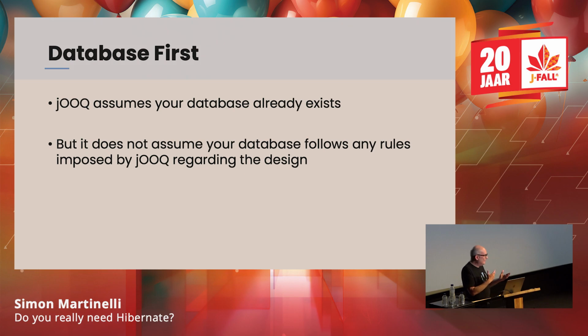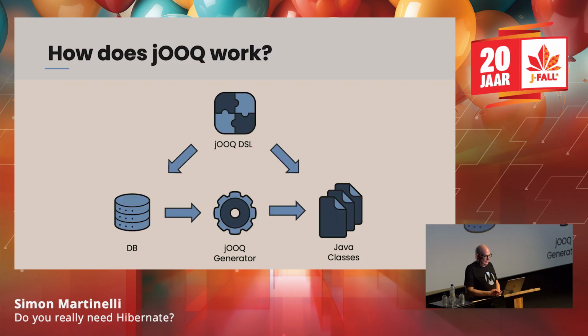So if you use Hibernate, sometimes you have to do something either in the database or at most you have to use annotations to convince Hibernate that it should use the database as you designed it before or how it was designed before. Now jOOQ, when we look at the architecture, has two parts.